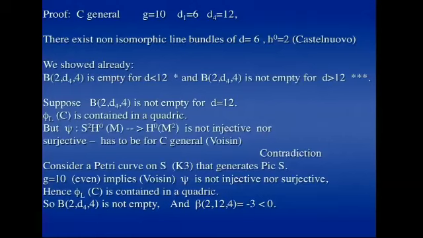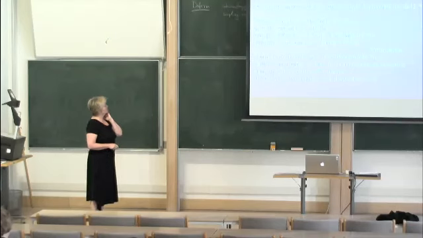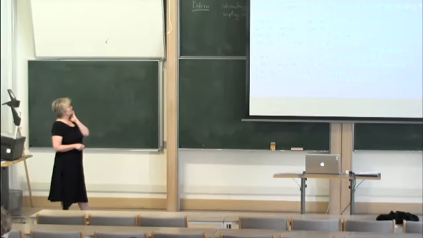So for genus equal to 10, it's an even case. We have the Voisin construction, and she shows that again this map is neither injective nor surjective, but that implies that the curve actually ends up in a quadric.